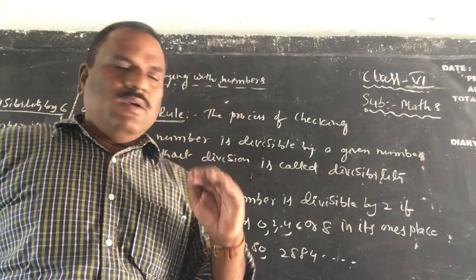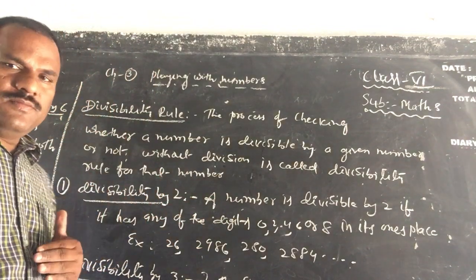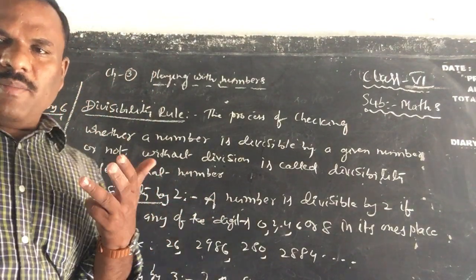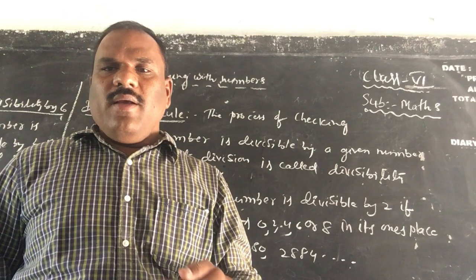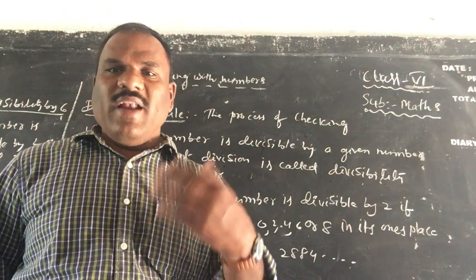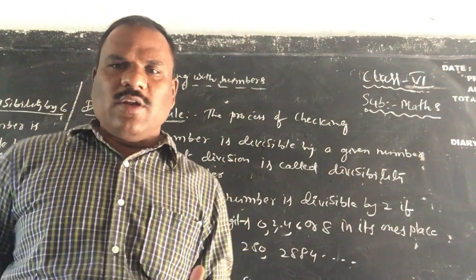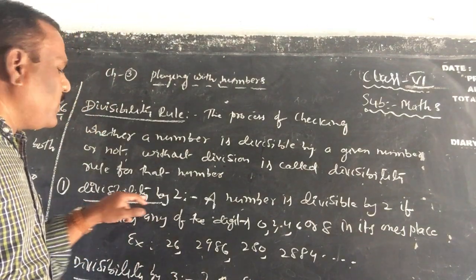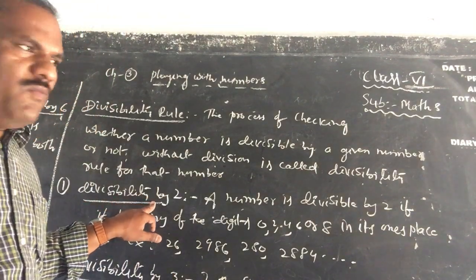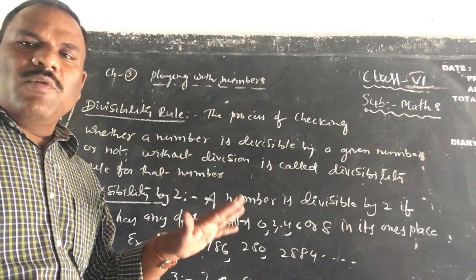So there are a few divisibility rules: by 2, by 3, by 6, by 9, by 5, by 10, by 4, by 8 and by 11. Let us discuss one by one, children. So, divisibility by 2. Which numbers are divisible by 2?